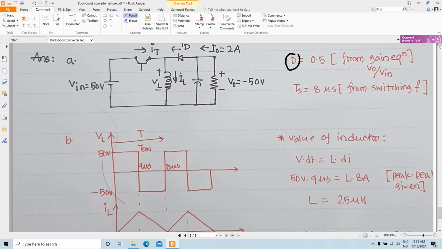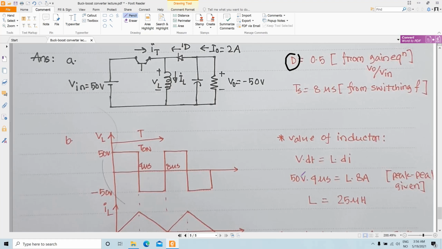And to calculate the value of the inductor, you basically solve it by using the L di dt equation. So VL is equal to L di by dt. You know what is the VL. You can consider it for the on time, or you can consider it for the off time. Whichever condition you are taking, you have to consider that particular time. So here we are considering the on time.